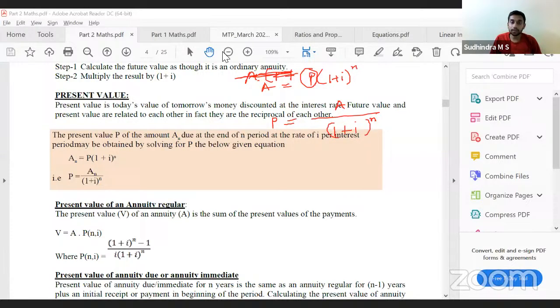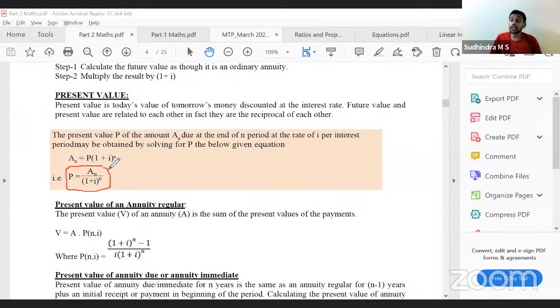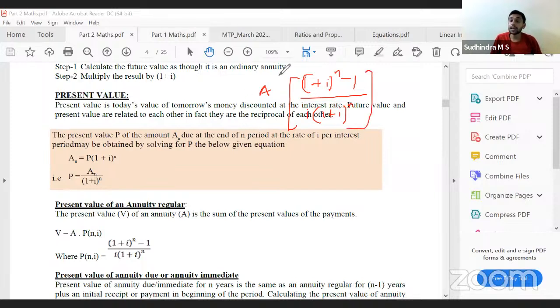Yeah, I'll be back to the whiteboard just a second. So this is how we calculate present value if we will be receiving only one amount in future. But if we are receiving in annuity, how do we calculate present value? A into (1 plus i to the power of n minus 1) divided by i into (1 plus i to the power of n). This is how we calculate present value in case of annuity regular.